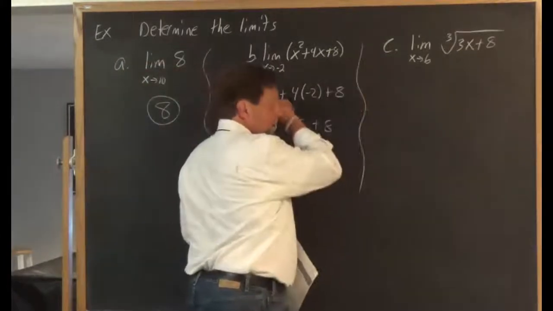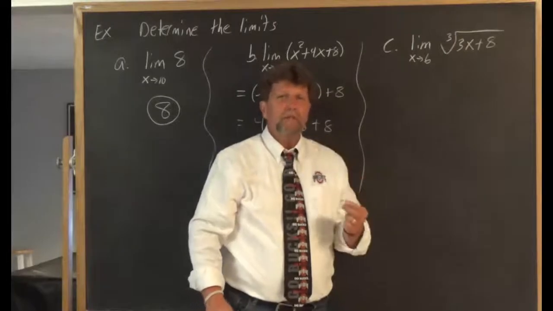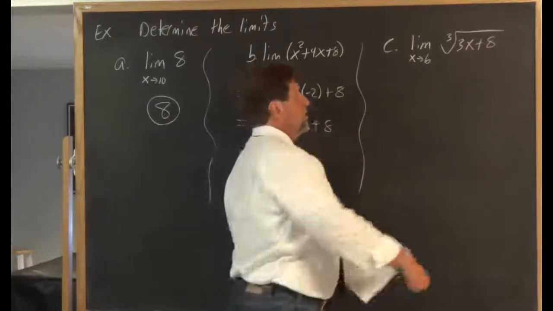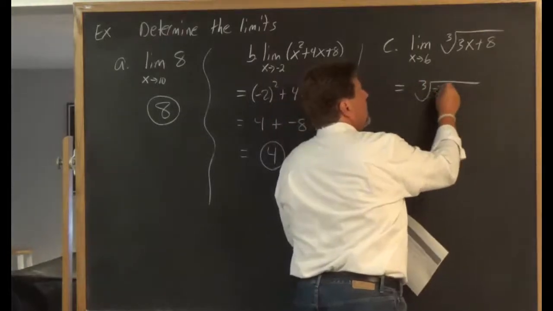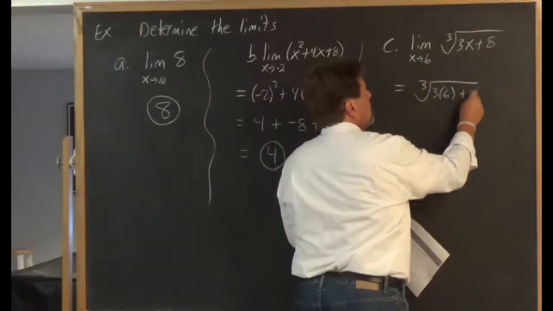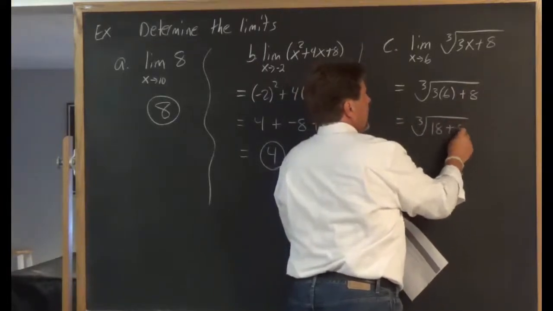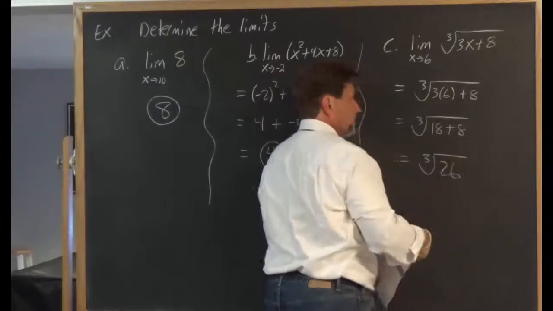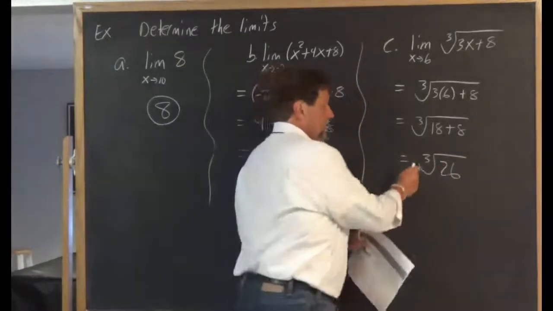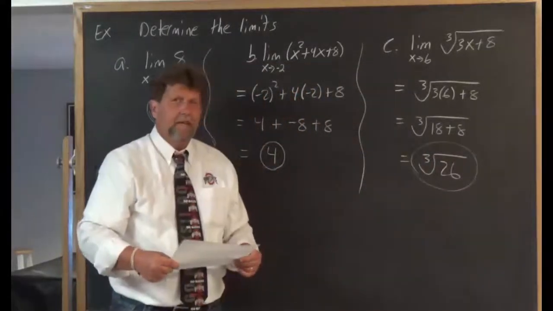Part C. Again, you're asked to find a limit. Try substitution. So we substitute. Get the cube root of 3 times 6 plus 8. That's the cube root of 18 plus 8, which is the cube root of 26. It worked. Substitution principle. It's kind of friendly.